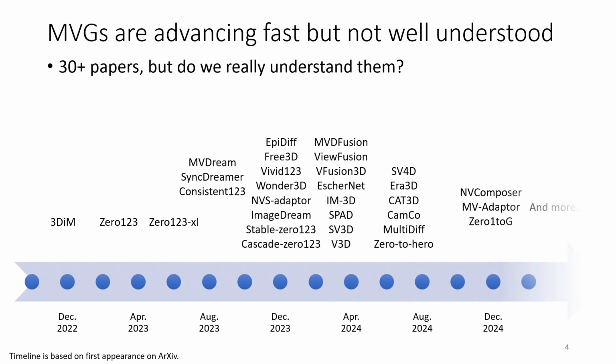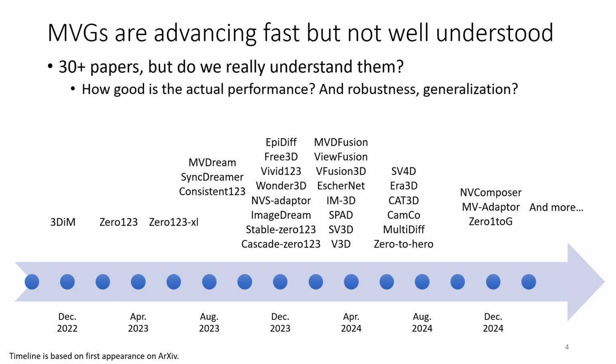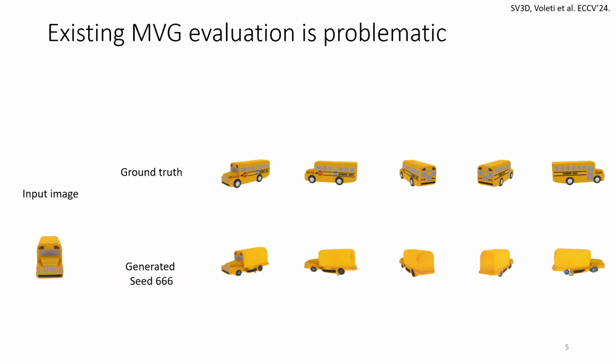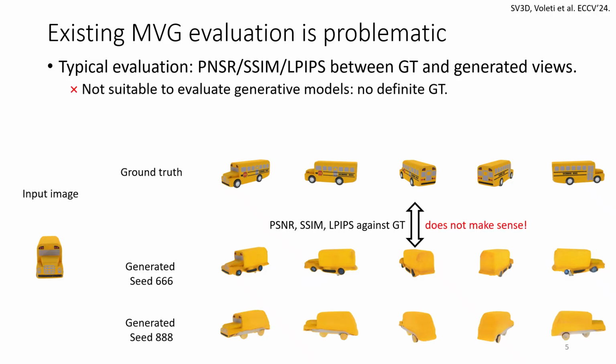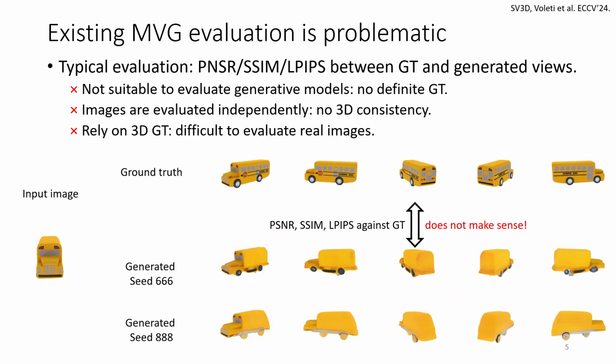However, important questions such as how good is the actual performance or what makes a multi-view generation model good are not answered. Comprehensive analysis requires proper evaluation, yet existing evaluation is problematic. Methods are usually evaluated by computing 2D metrics between ground truth and generated images. This is not suitable for generative models as the result can differ from ground truth but still be self-coherent. Furthermore, it does not consider 3D consistency and relies on 3D ground truth, which makes it difficult to evaluate on real images.